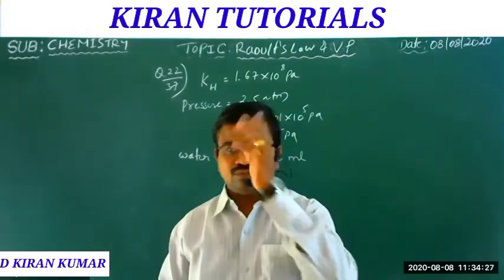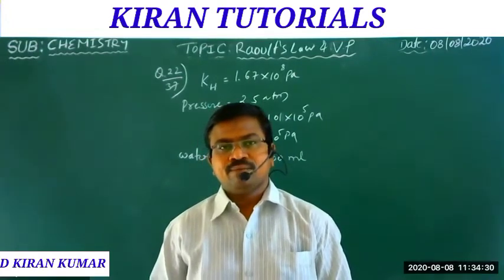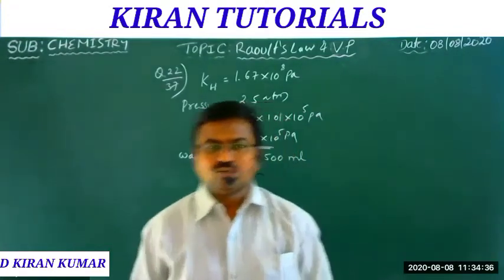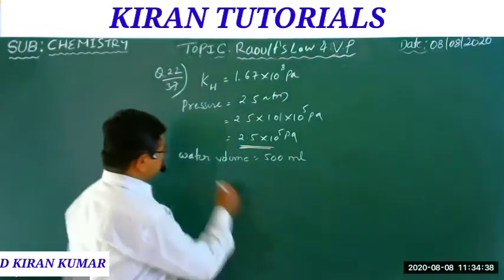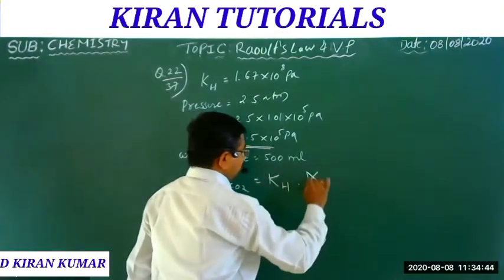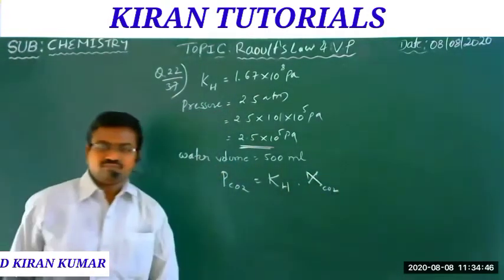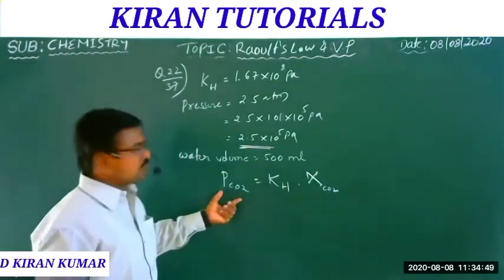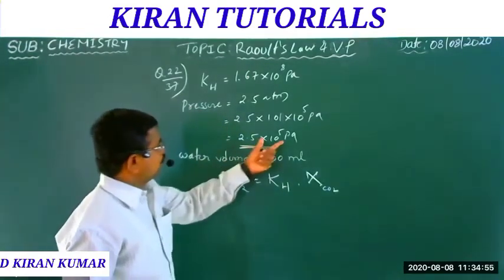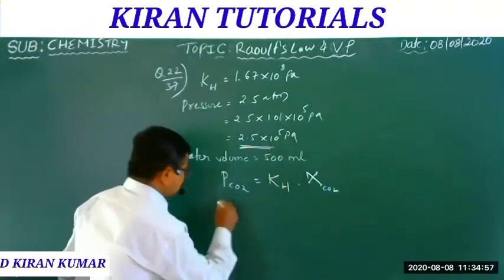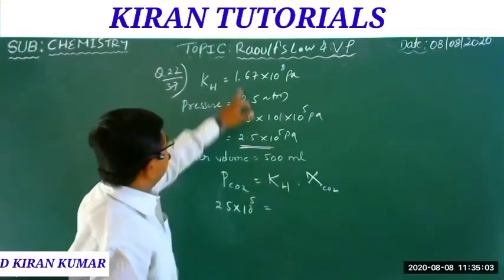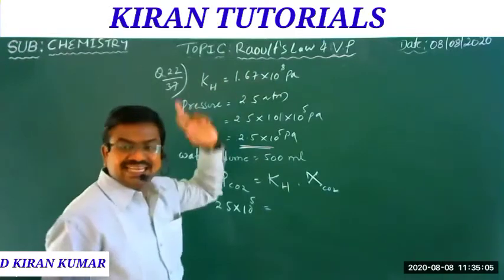Clear? So, what is the formula? Pressure is equal to, that is the constant formula. Pressure equal to KH into mole fraction of CO2. Clear? Pressure of CO2 is present. What is the pressure of CO2? 2.5 into 10 power 5 Pascal. So 2.5 into 10 power 5 equal to, what is the KH? 1.67 into 10 power 8. Clear?